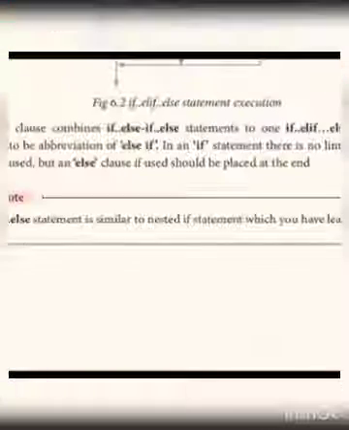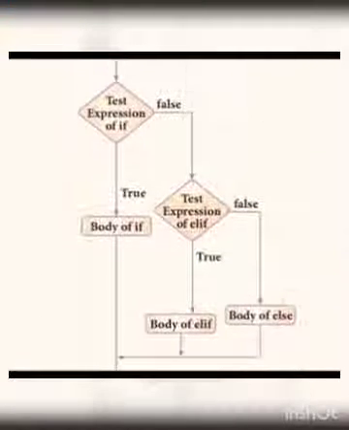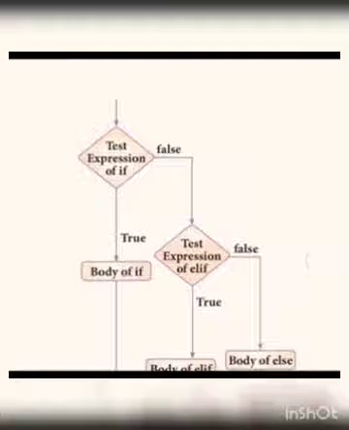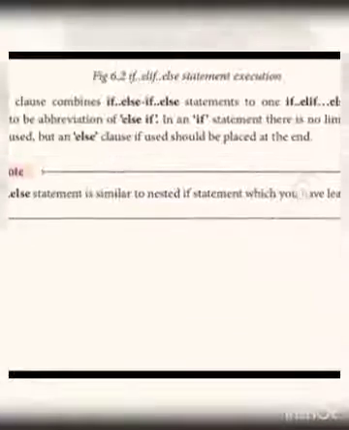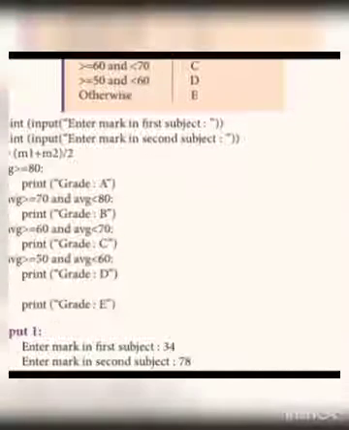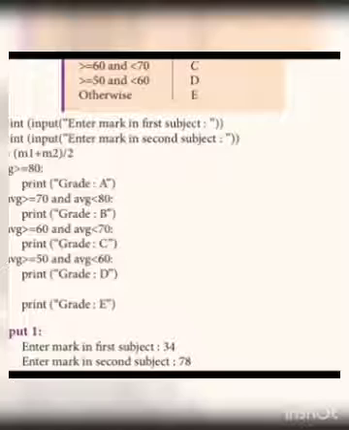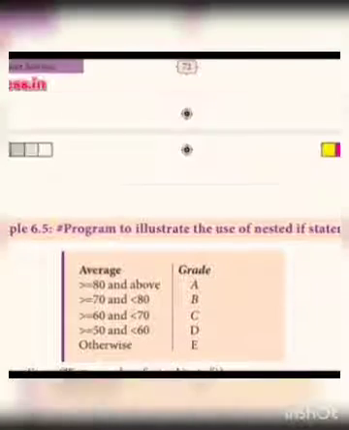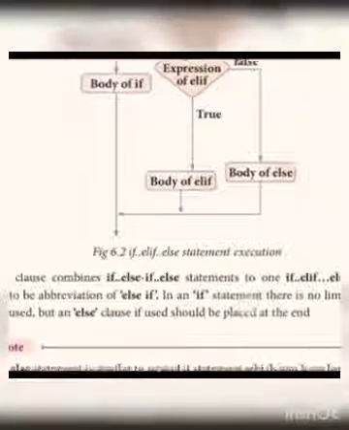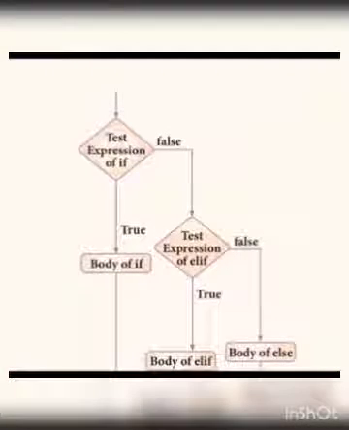Now we can see the flow chart, so it will be clear for you now. First, the test expression of if. The first condition, what was that? If average is greater than or equal to 80. So that condition will be given in the first place here.